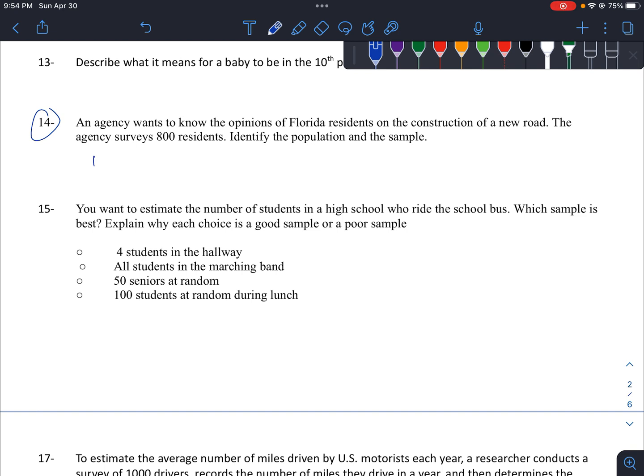So, population, sample. So, the population would probably be Florida residents, and the agency surveyed 800 residents. So I would say Florida residents would be the population, and then the 800 residents that were surveyed would be the sample.